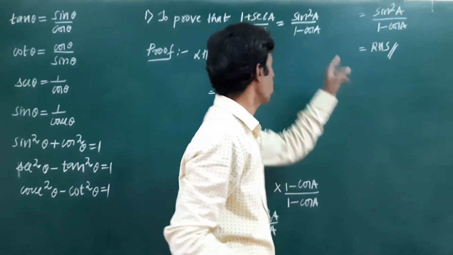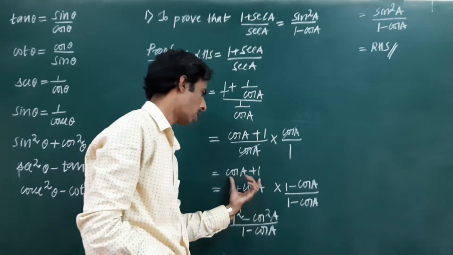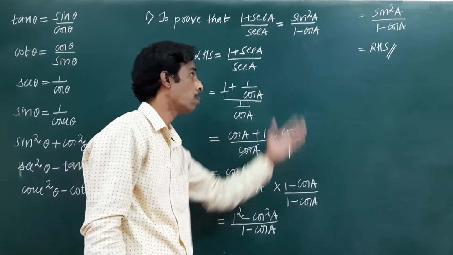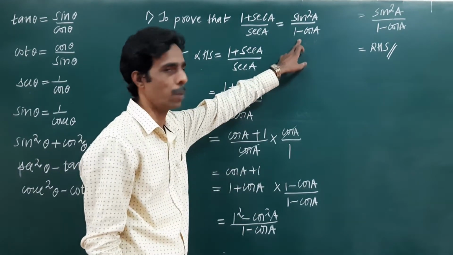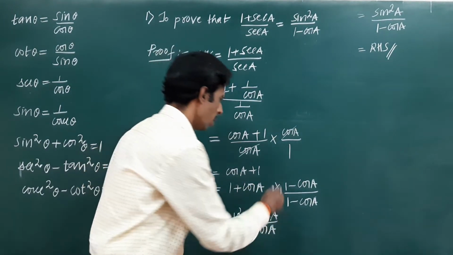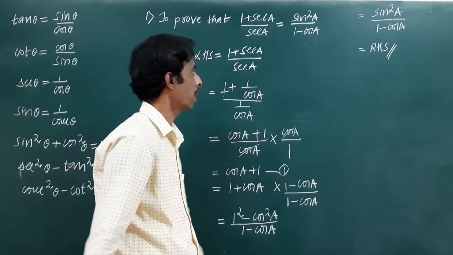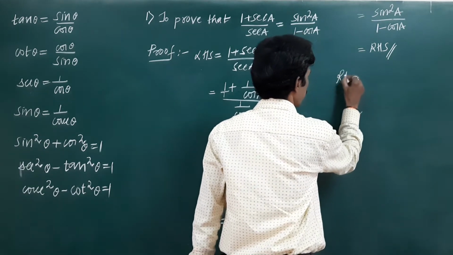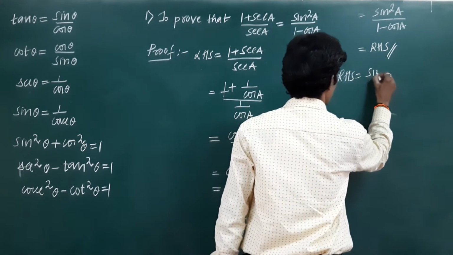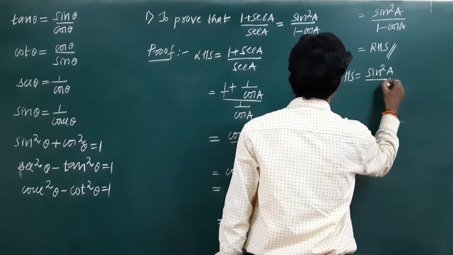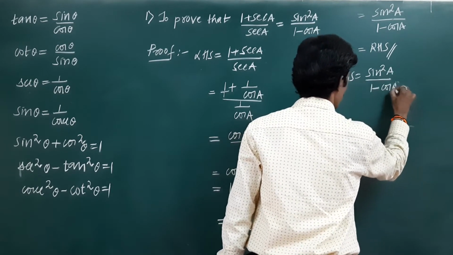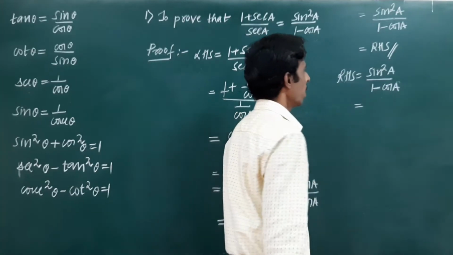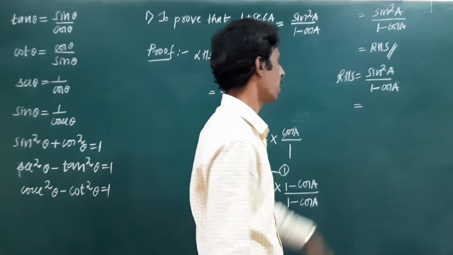So, in this way also, I will solve and show you. Once you reach up to this much, if you do not get any ideas on rationalizing the term or simplifying the further terms to get this result, you call this equation number 1, and you consider RHS separately. Now, RHS is equal to sin square A divided by 1 minus cos A. Okay, next. Sin square A can be written as what?